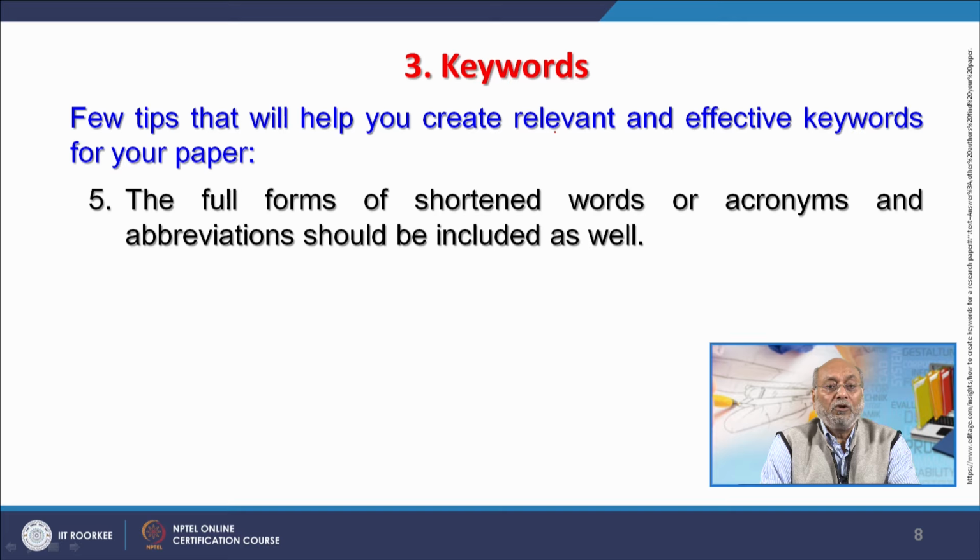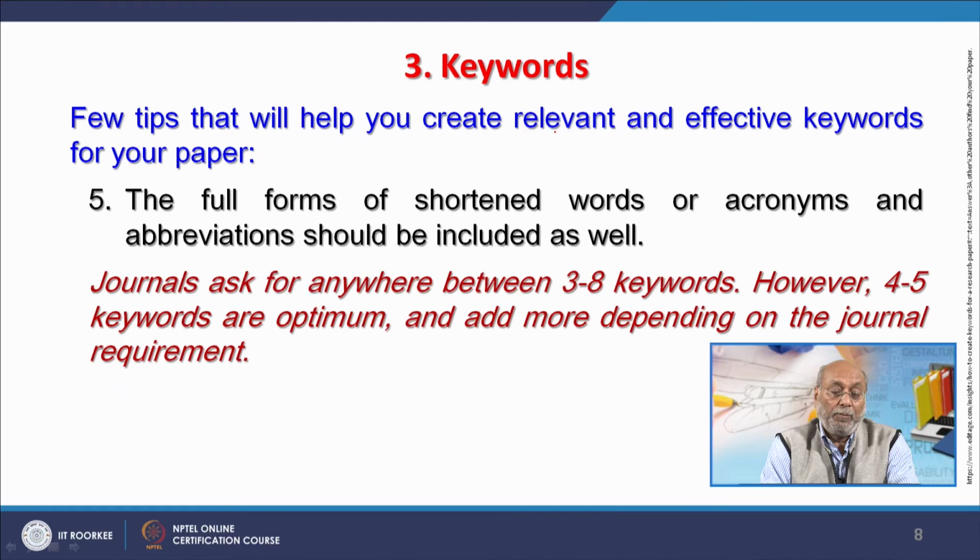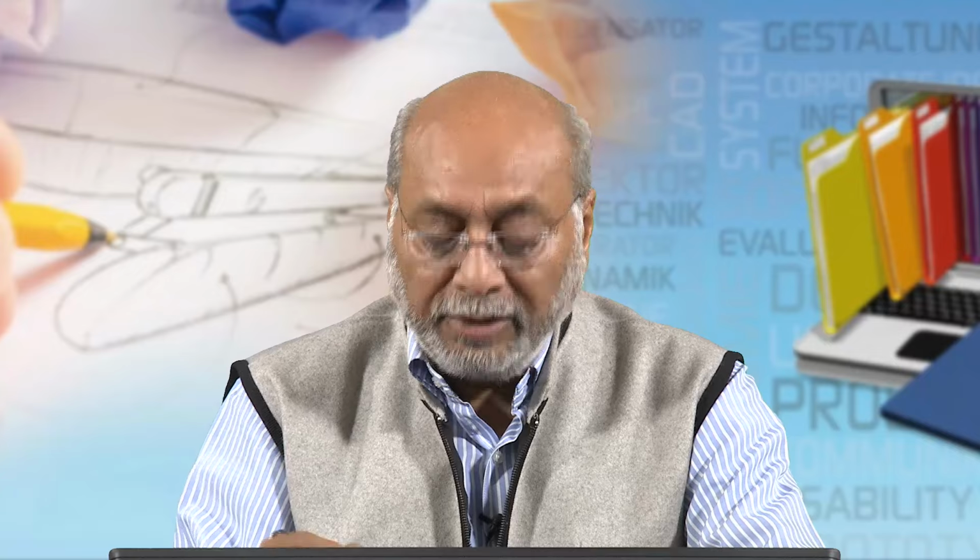Further, the full forms of shortened words, acronyms or abbreviations should be included as well. But as I have said, these should be only if they are very popular. Now, journals generally may ask keywords between 3 to 8 words. This is a quite good range. However, 4 or 5 keywords are optimum, and be ready most of the time with 4 or 5 words. Add more depending on the journal requirement. If the journal allows up to 8 words, you can add a few more words, but those have to be very, very relevant with your title and your work. Otherwise, unnecessarily your paper might not be searched, others' papers might be. So, one has to be very, very careful about that.